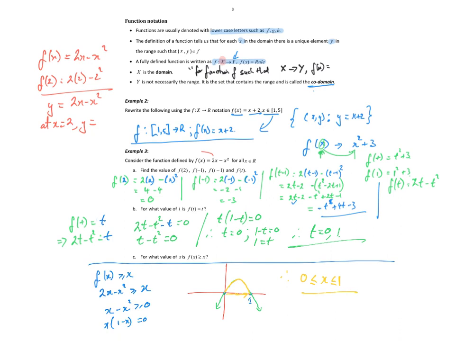So in other words, if I pick a number between 0 and 1, the left-hand side will be greater than the right-hand side. f of x will be greater than x. Okay, so we've solved these before. That same question in the past would have just been solve y equal to x, y equal to 2x minus x squared, solve point of intersection maybe, we might have written.